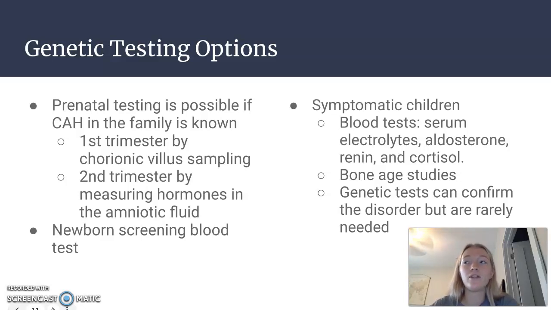And then for the later CAH, there are blood tests, serum ones, electrolyte, aldosterone, cortisol, the hormone test. And then there can also be bone age studies, which is a picture of the left hand, and that can show if the child is aging quicker than a normal child of that age. And then genetic tests can be done to confirm the disorder in a child, but is not necessary.